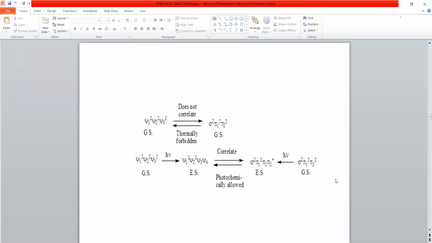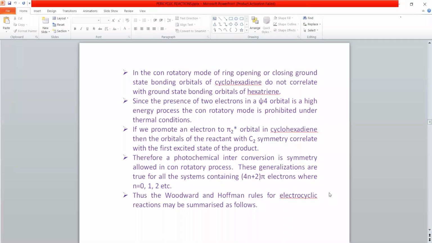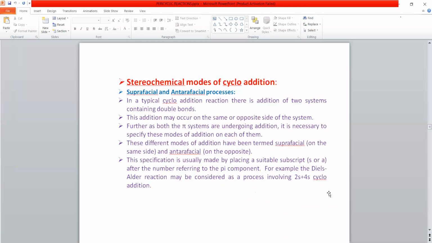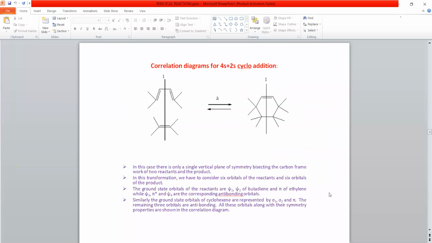These are the correlation diagrams for electrocyclic reactions. Earlier we have already seen the correlation diagrams for cycloadditions. While drawing correlation diagrams for cycloadditions, for this 6 pi electron system, we have to write the symmetry properties with respect to the vertical plane of symmetry. This is the Diels-Alder reaction, 4s plus 2s cycloaddition. This type of system has only a vertical plane of symmetry. Here we will not take mirror plane symmetry and C2 axis of symmetry.